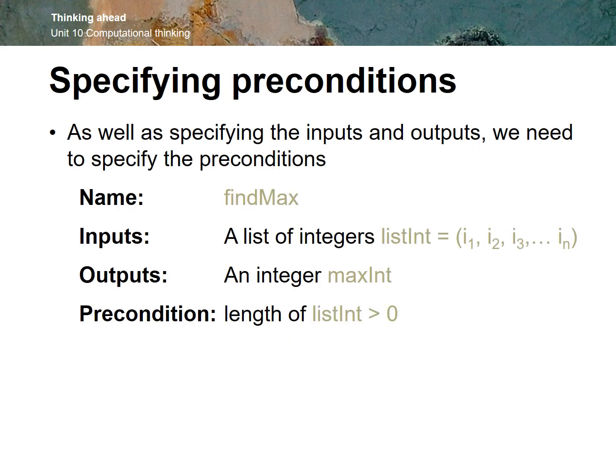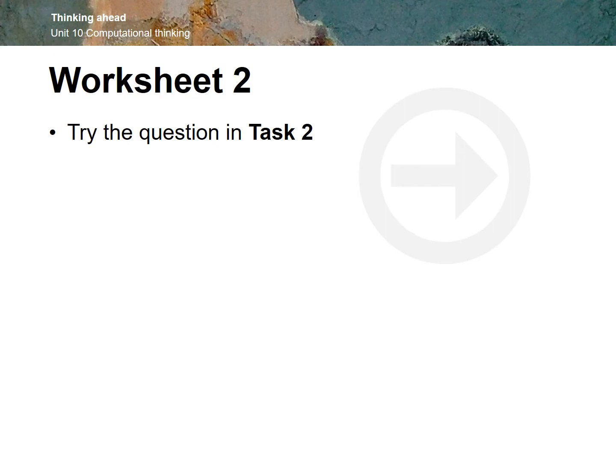This leads us on to preconditions. To stop a problem like that, we want to specify our preconditions when we're planning. So for example, here's our find maximum of a list. We want to make sure the length of our list is greater than 0. Can you think of any other preconditions you might include? Hopefully you've come up with things such as they'd only be allowed to be integers. Try task 2 in the worksheet. On the worksheet, you'll see now it's asking you for inputs, outputs and preconditions.